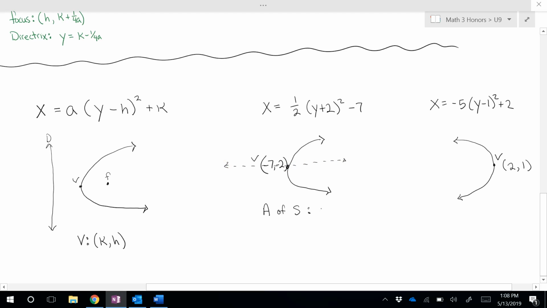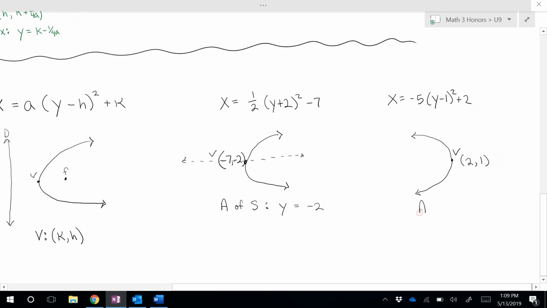Is it going to be x equals or y equals? This time, again, x and y are swapping places, and it's y equals. In this example, what's our y value? Negative 2, right? And the axis of symmetry, or line of symmetry, here is going to be y equals 1. That's that line right there.